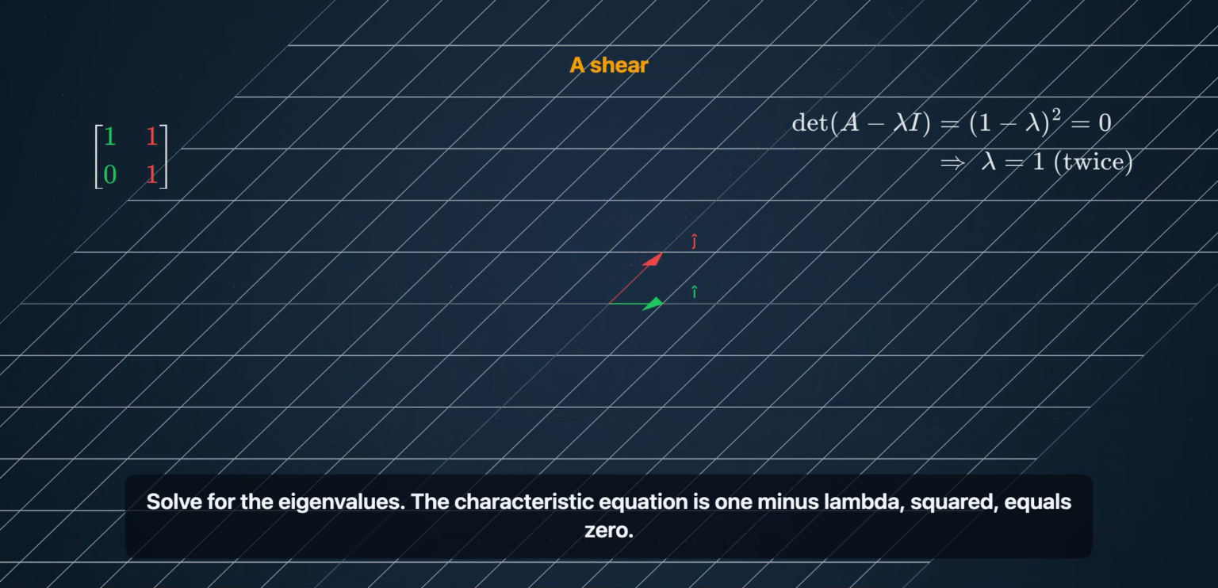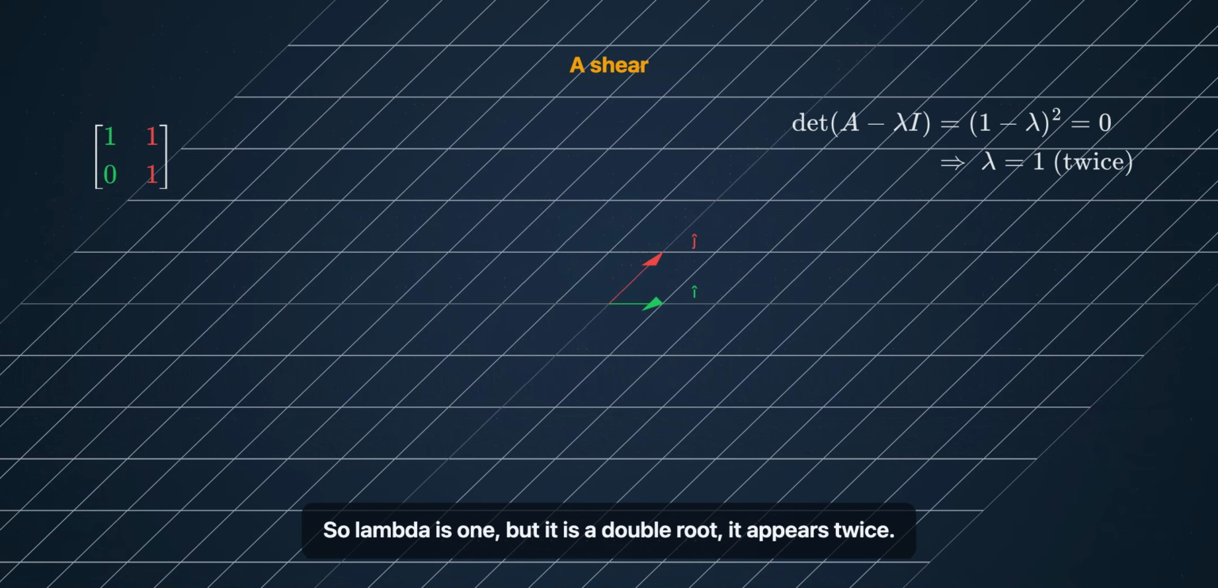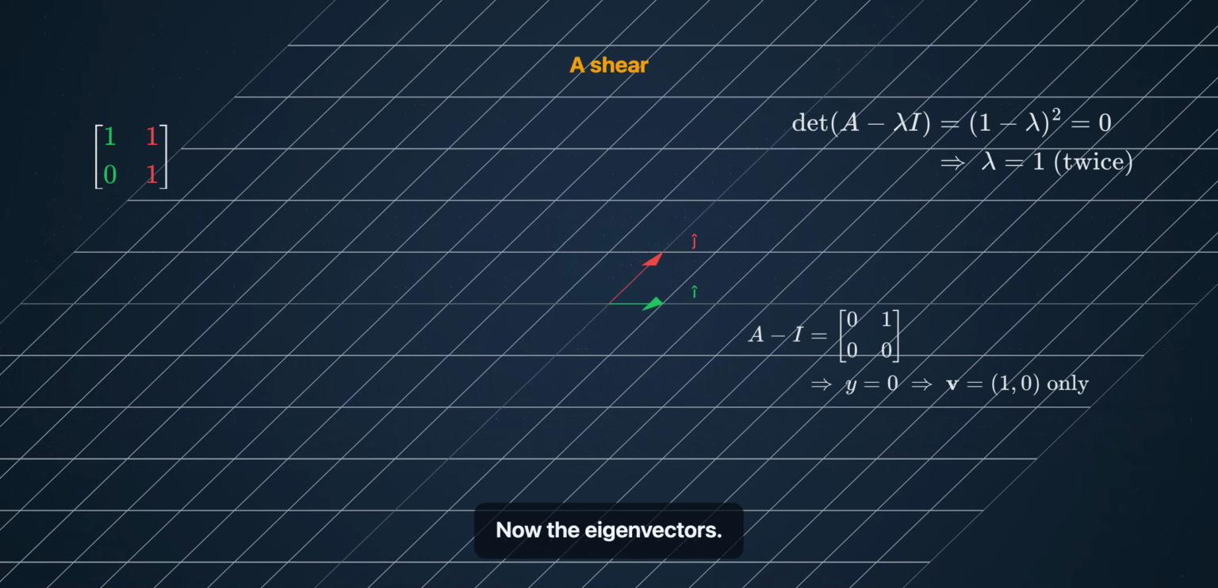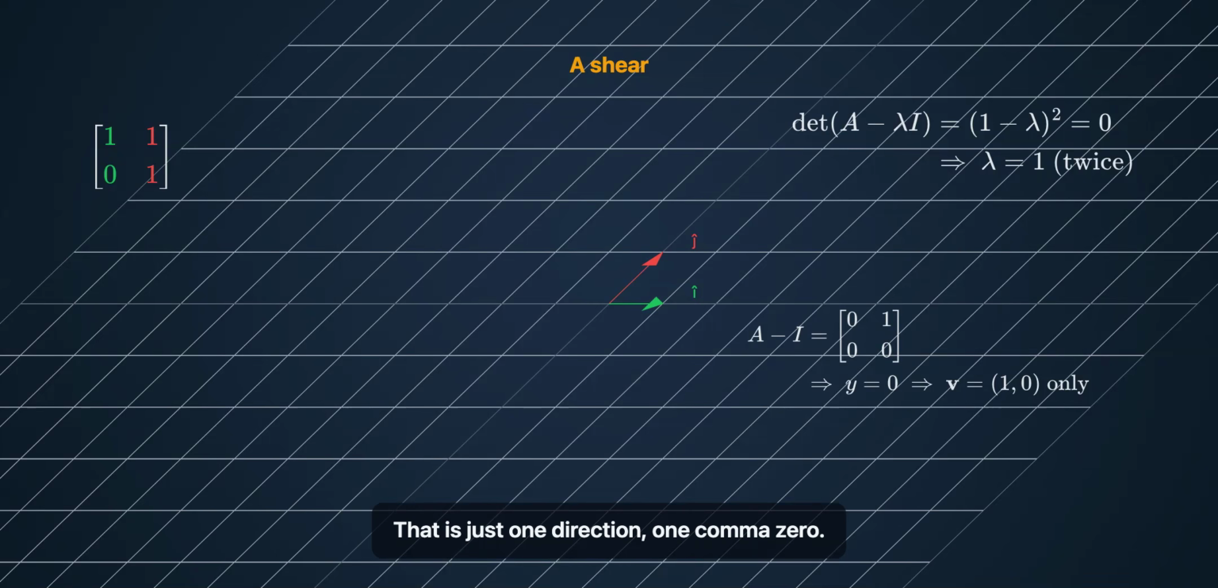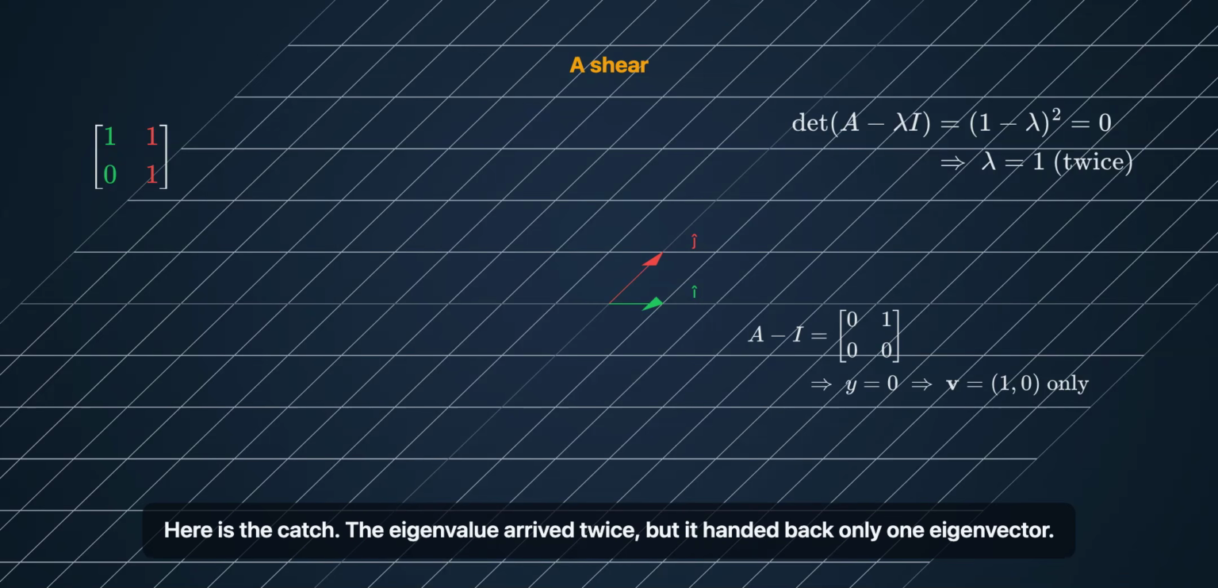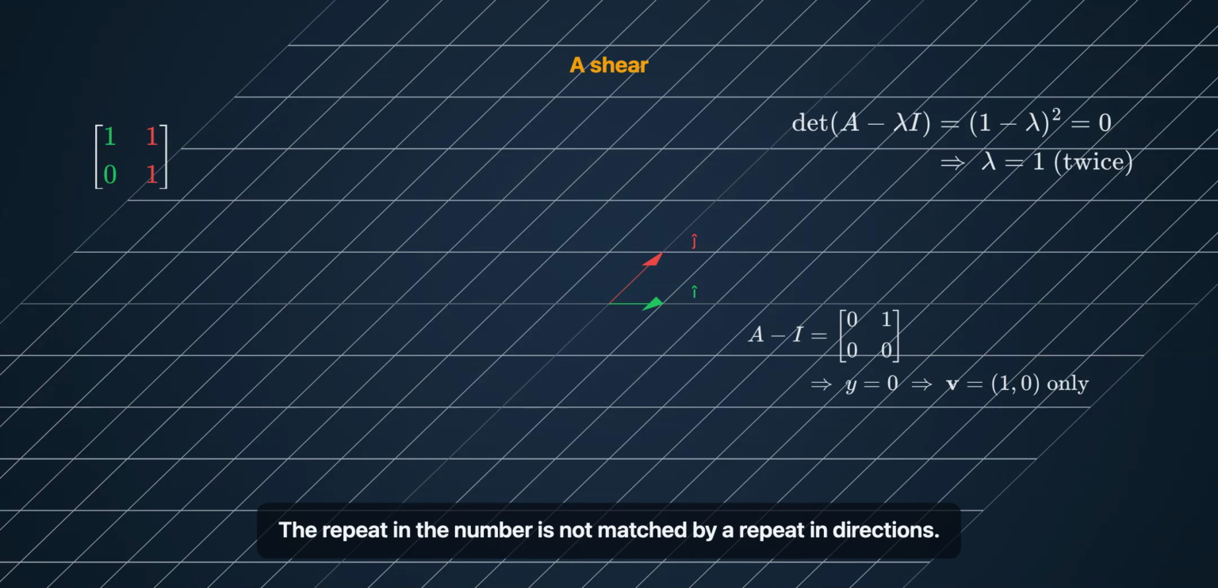Solve for the eigenvalues. The characteristic equation is 1 minus lambda, squared, equals 0. So lambda is 1, but it is a double root. It appears twice. Now the eigenvectors: a minus lambda sends every height down to the x-axis. So only vectors with height 0 survive. That is just one direction, (1, 0). Here's the catch. The eigenvalue arrived twice, but it handed back only one eigenvector. The repeat in the number is not matched by a repeat in directions.